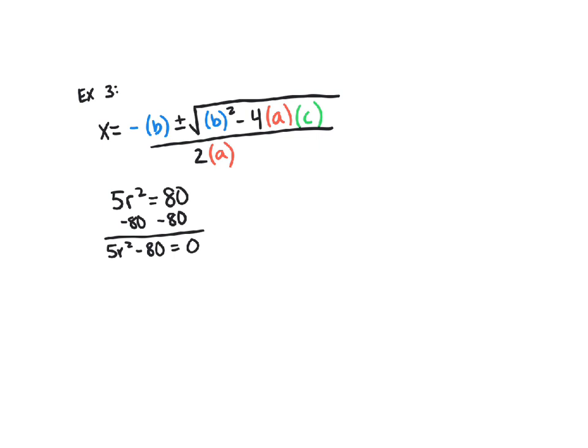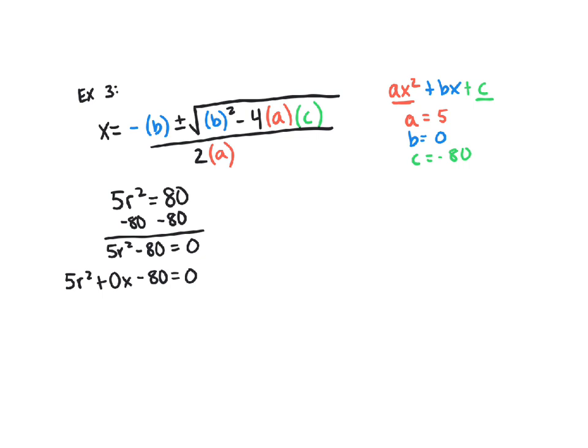Well, if you remember our formula, we have ax squared plus bx plus c. So we have our x squared term and we have our number term, but we don't have a term in the middle that has the x. So if it helps you, you can rewrite this as 5r squared plus 0x minus 80 equals 0. So then when we label, our a is 5, our b is 0, and our c is negative 80.